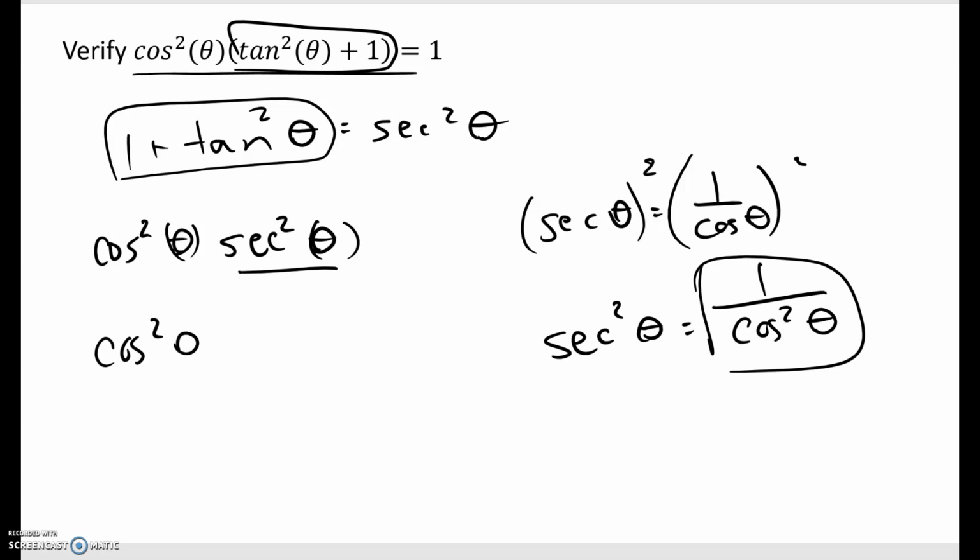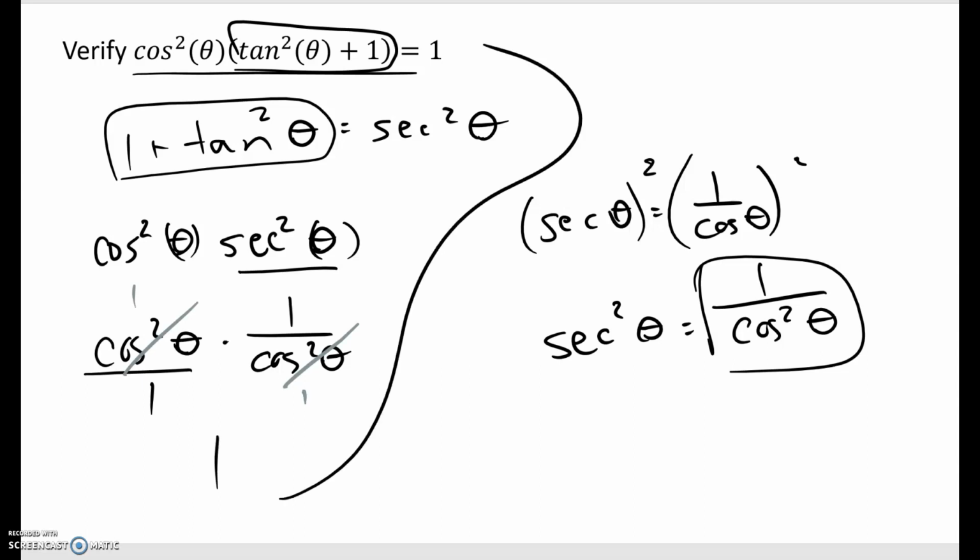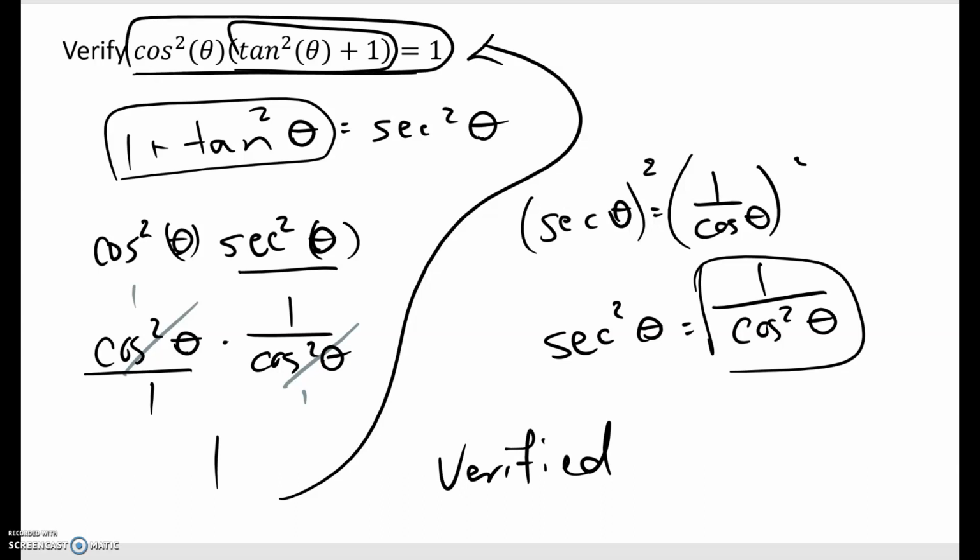So cosine squared of theta times 1 over cosine squared of theta. I'm going to put this over 1 just to represent that the cosine squared is in the numerator. Well, notice they cancel out, and I'm left with a bunch of 1's everywhere. So this is equal to 1, which is the other side of the equation. So we have verified that this identity here is an actual identity.